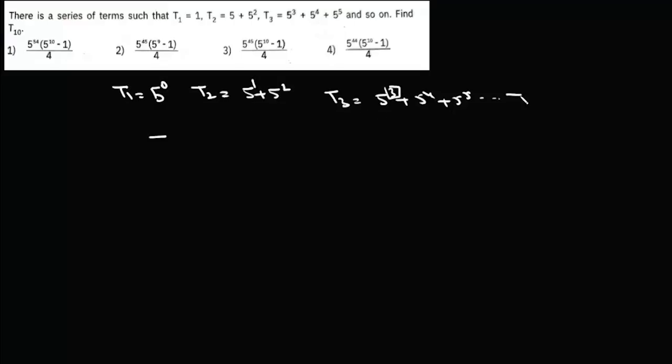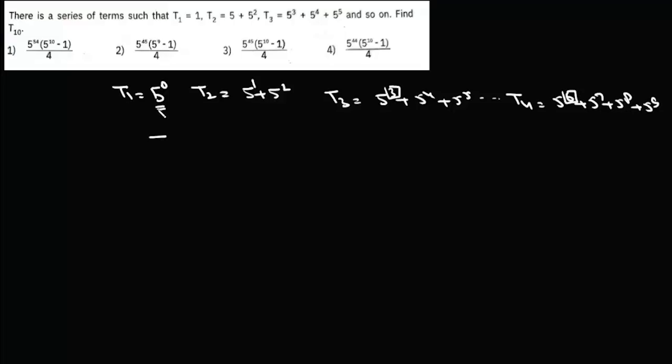Now the question is, there is a series of terms such that T1 equals 1, T2 is 5 plus 5 square, T3 is 5 to the power 3 plus 5 to the power 4 plus 5 to the power 5, and so on. Now T1 starts at 5 to the power 0, T2 at 5 to the power 1, T3 at 5 cube, T4 is going to be 5 to the power 6, 5 to the power 7, 5 to the power 8 plus 5 to the power 9. So it will be this value 6.